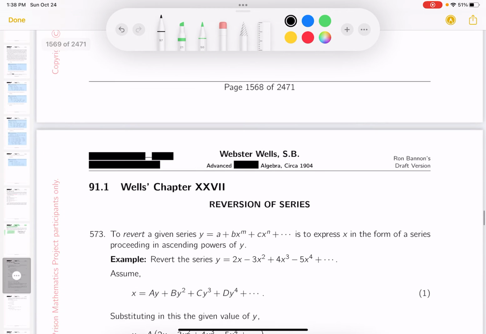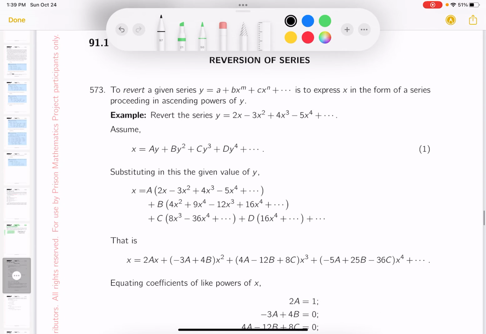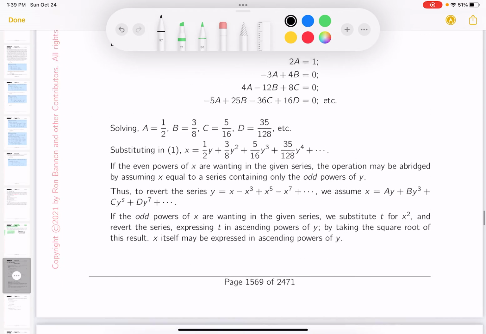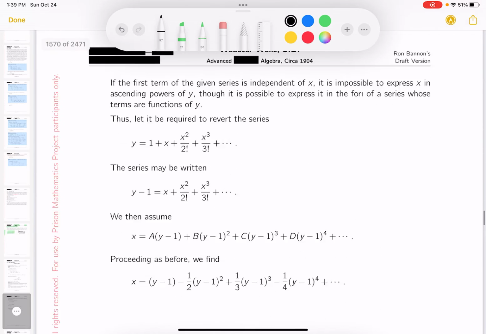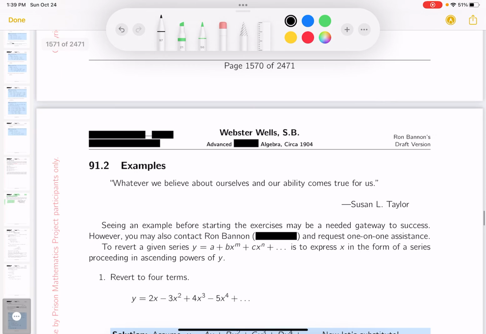Let's take a look at the topics. This says reversion of series. Really what they're doing is trying to find an inverse, the inverse of a series. Certainly we want you to read through Wells's work. I'm going to go through the way I would do it. I'm not going to say it's substantially different from what Wells does, but it may sound different.